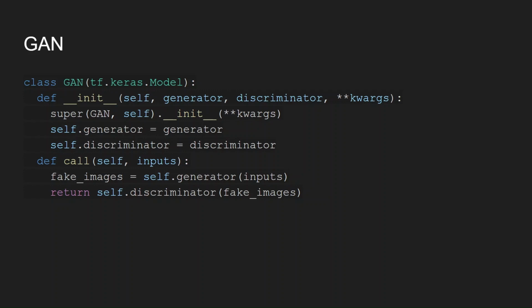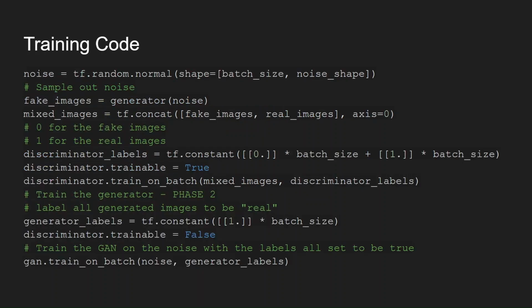Now in the GAN class, we are going to combine our generator and discriminator. So we are going to pass an object of generator and an object of discriminator to this class, and then we will initialize it and pass our images from generator as well as discriminator. And this is the final slide of this video.